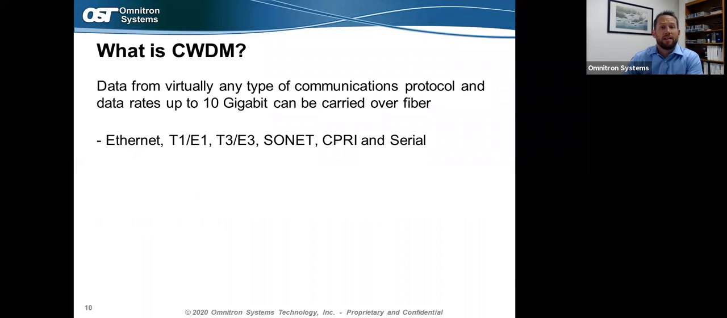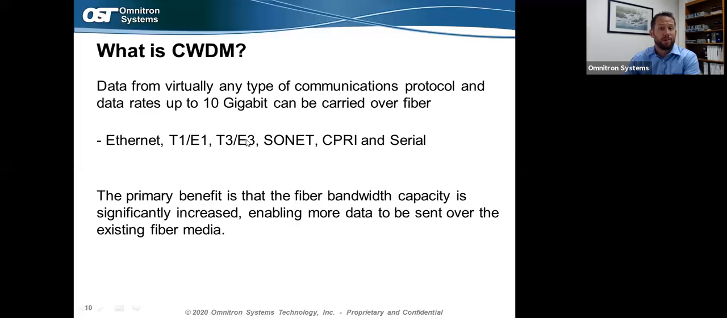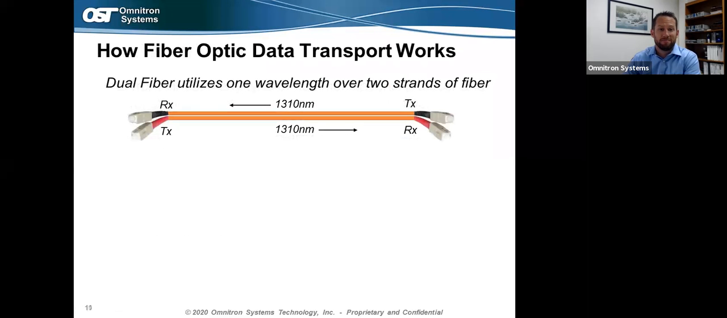Different protocols that can be sent over CWDM include Ethernet, T1/E1 or T3/E3, as well as SONET, CPRI, and serial protocols. So you can mix and match, send all of these multiple protocols over that same common fiber line. And so the primary benefit here is that the bandwidth capacity is significantly increased. So you can, again, send, instead of one channel over that fiber line, all the way up to 16 different channels over that same fiber.